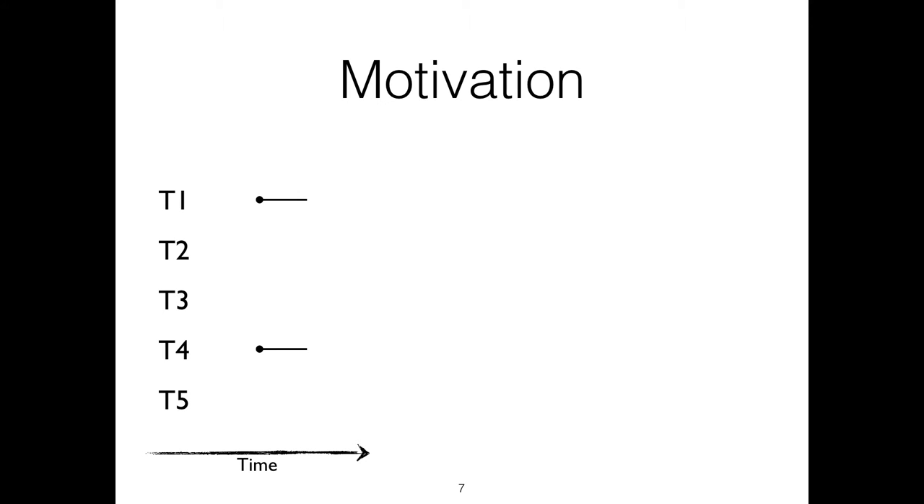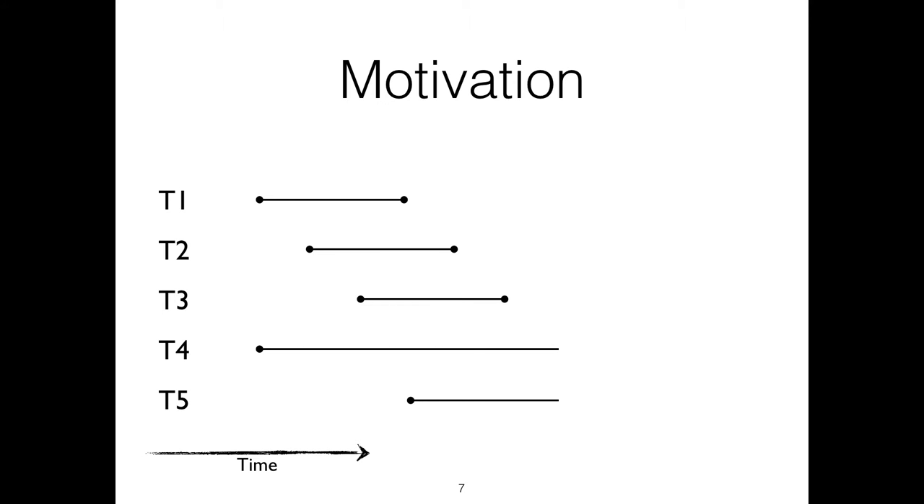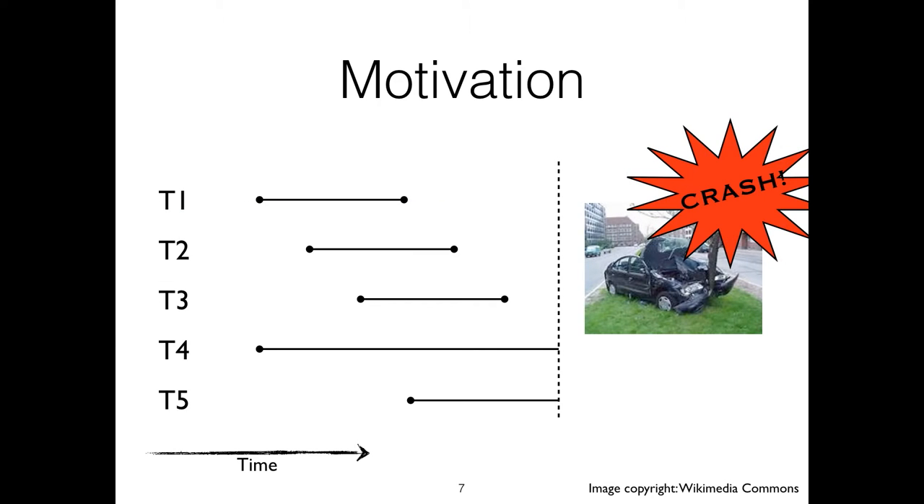So transaction one and transaction four start initially. Transaction two eventually gets going. Time keeps moving on. Transaction one eventually commits. Transaction three then starts up as well. So transaction five starts up. Transaction two commits. Transaction three commits. Transaction 4 keeps going on, transaction 5 keeps going on, and then BOOM! System crashes.